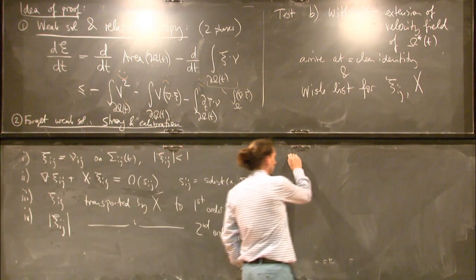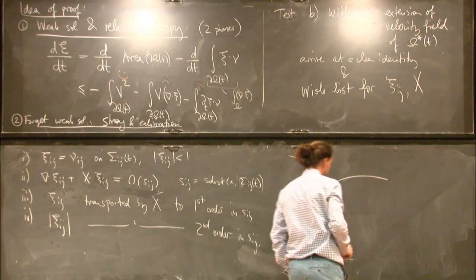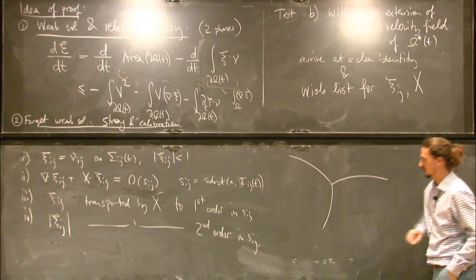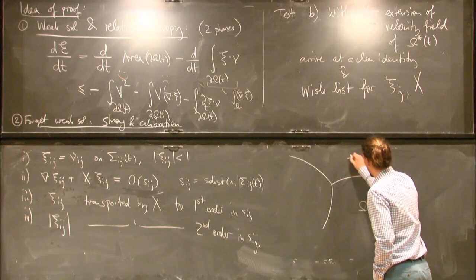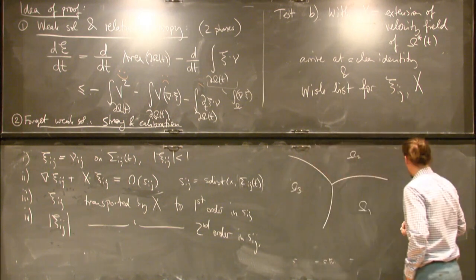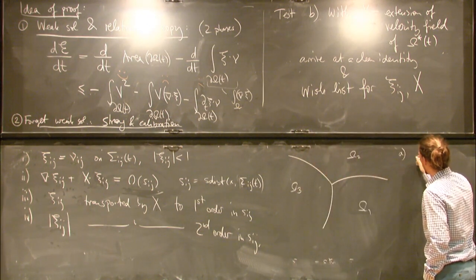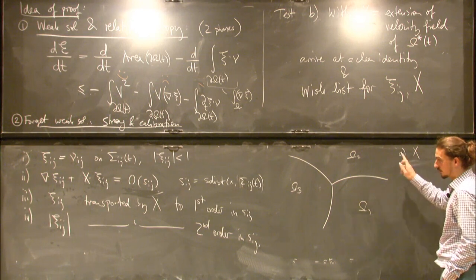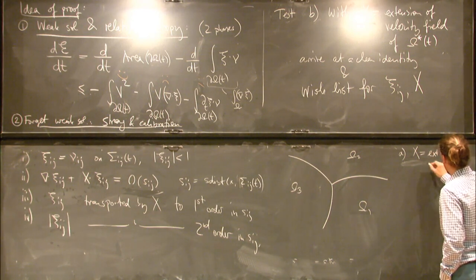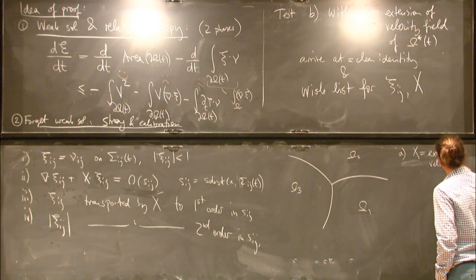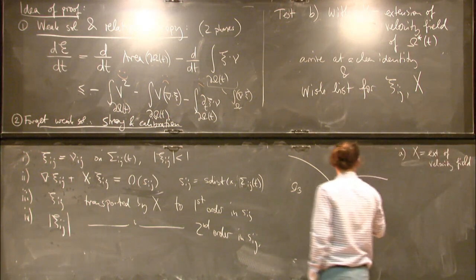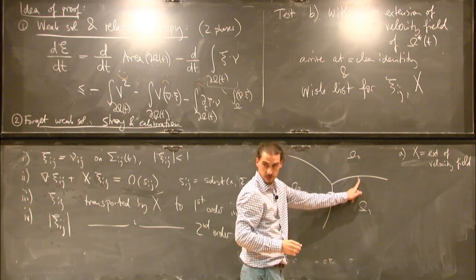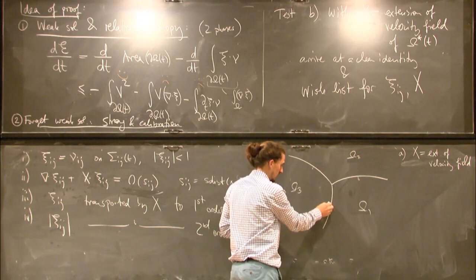OK, so let's say we have a triple junction. And let's say all the surface tensions are the same, so these are 120 degrees, all of them. And we have here omega 1, omega 2, omega 3. So I want to do two steps. First, I want to define x. So this is the extension of the velocity field. For example, this arc here is moving by mean curvature, so the normal velocity is very little, but it goes in this direction, and so on. And this one goes in this direction, and this one goes in this direction.